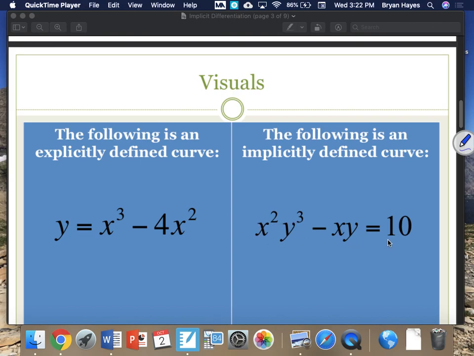Notice I keep saying curve. We don't call these functions because we don't know if this passes the vertical line test or not. So it's not accurate to call this a function because we don't know. It could be a function, but we don't know. So we just refer to it as curves.